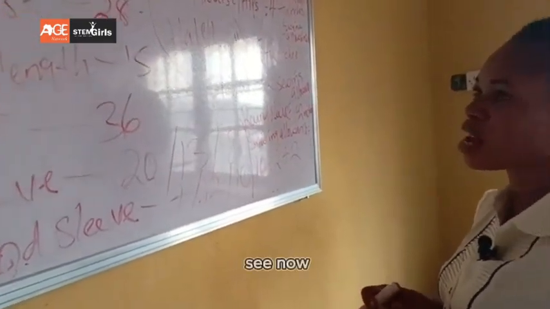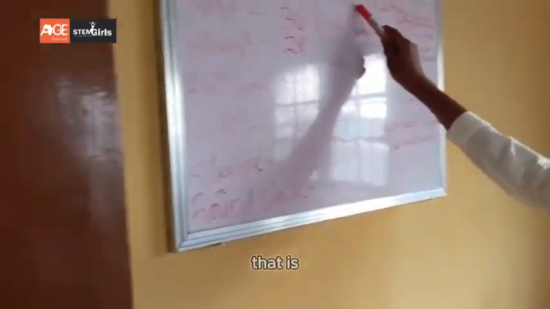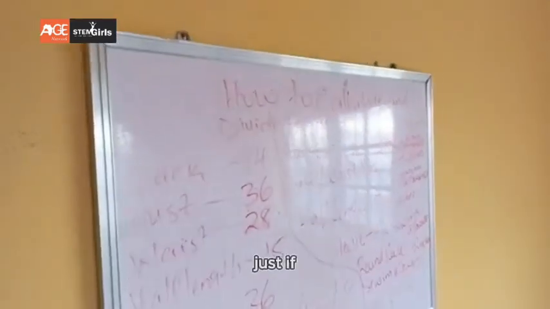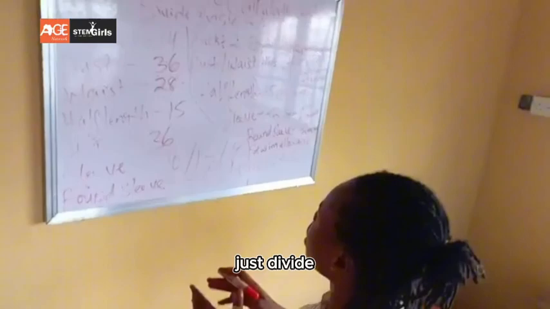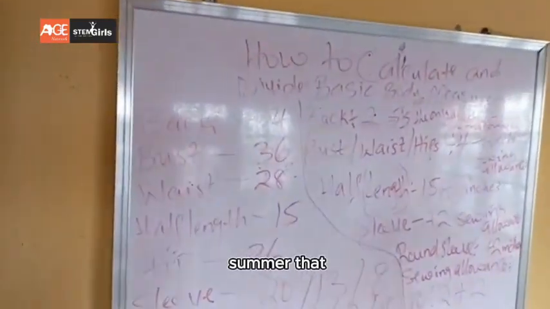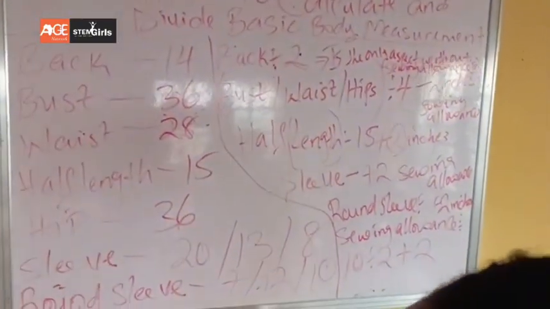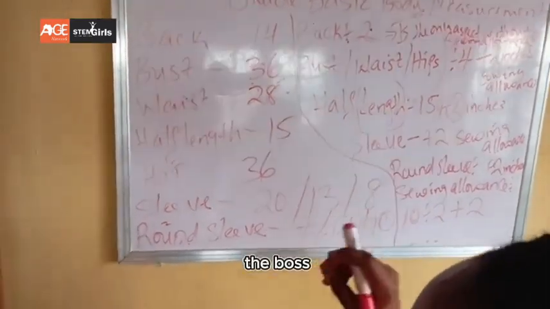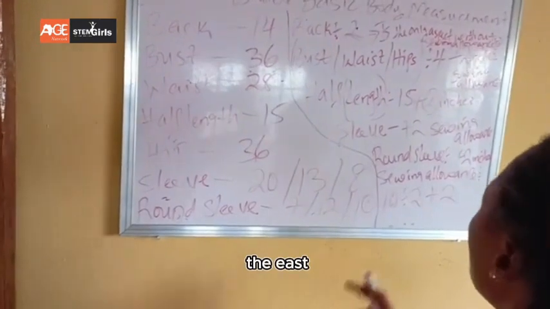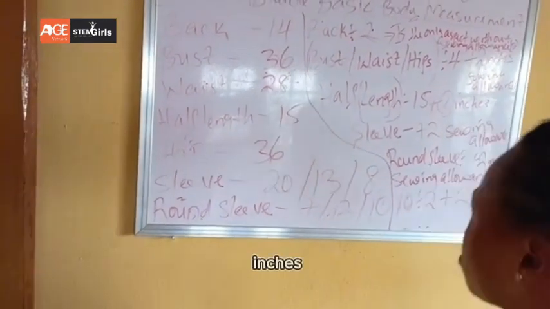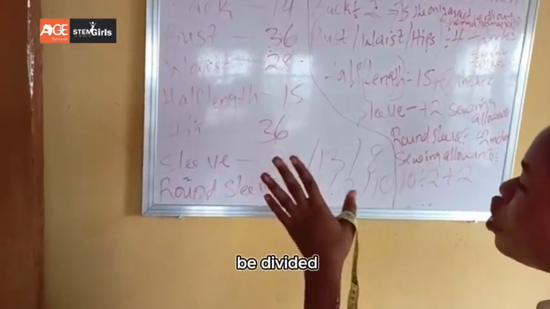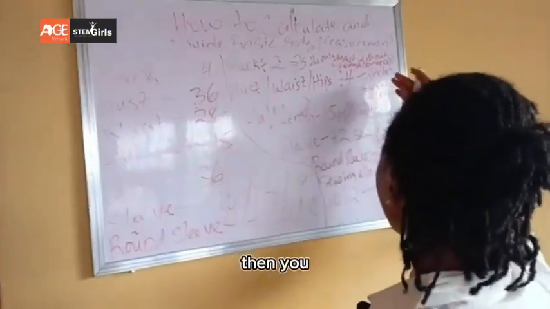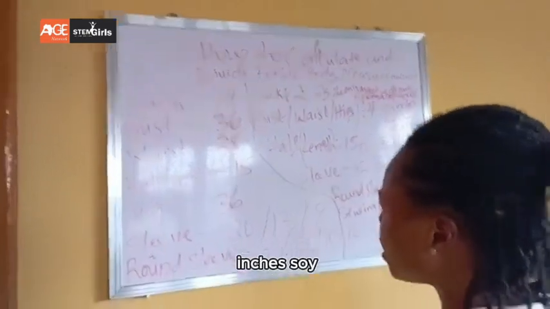So as you can see, I've already explained, the back is the only measurement that does not need allowance. If your back is 14, just divide it by 2. You get 7 without even 0.5 inches, that's how you get it. But for the bust, the waist and the hips, it will be divided into 4 places. Then after dividing into 4 places, you can add your 2 inches sewing allowance.